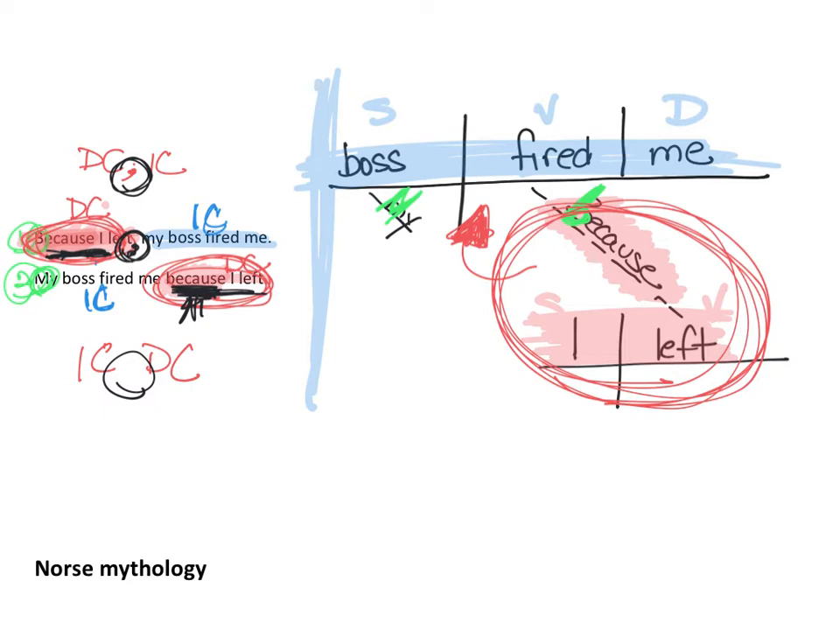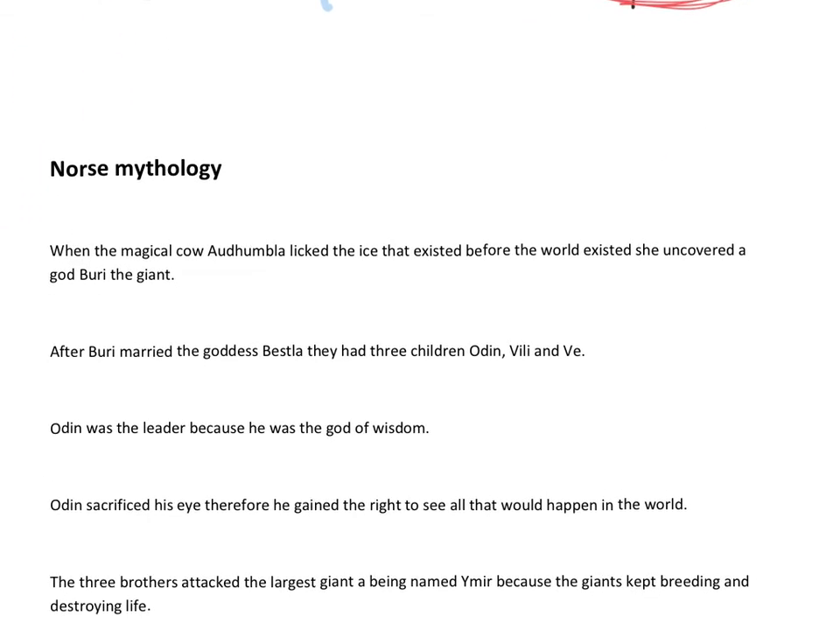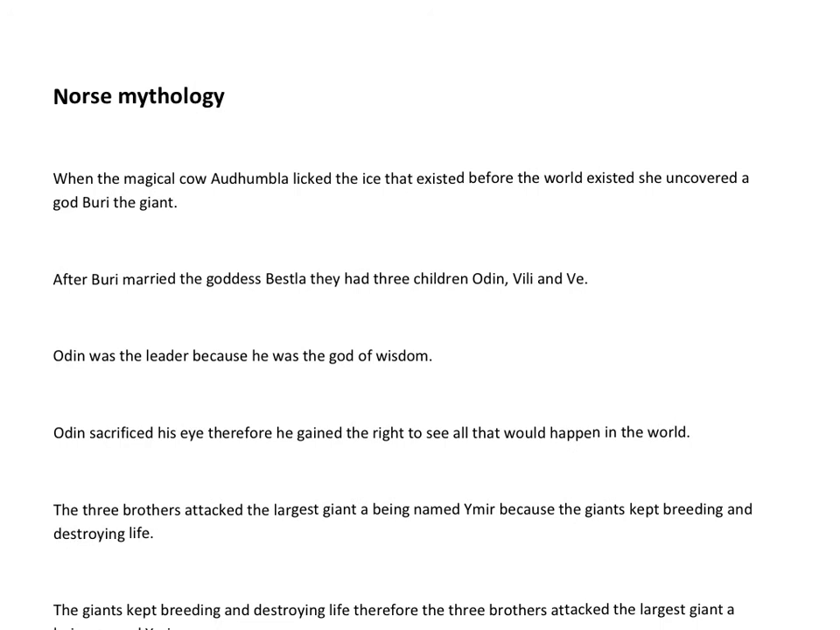Sometimes students get confused between subordinating clauses and conjunctive adverbs. And let's take a look at that in some actual sentences. Okay, when the magical cow, I have no idea how to say that, licked the ice that existed before the world existed, she uncovered the god Buri, the giant. So let's take a look. I have the magical cow, that's my subject, did something, lick, what did she lick? The direct object. She, that's my subject, verb, uncovered, what did she uncover? She uncovered the god Buri.